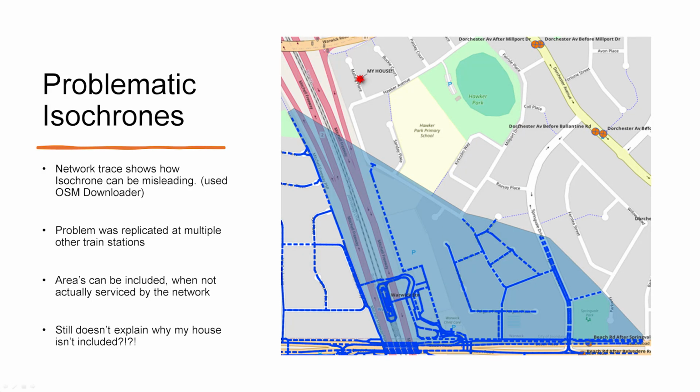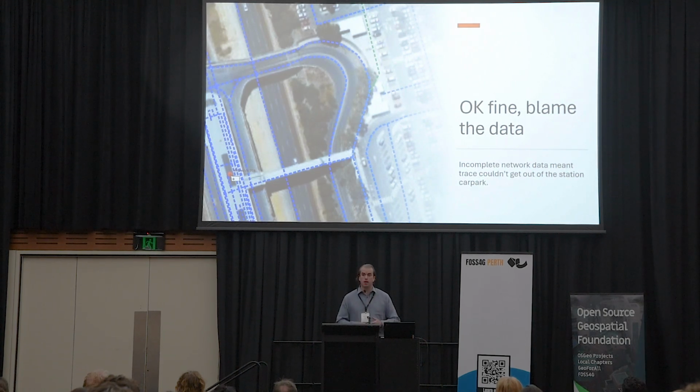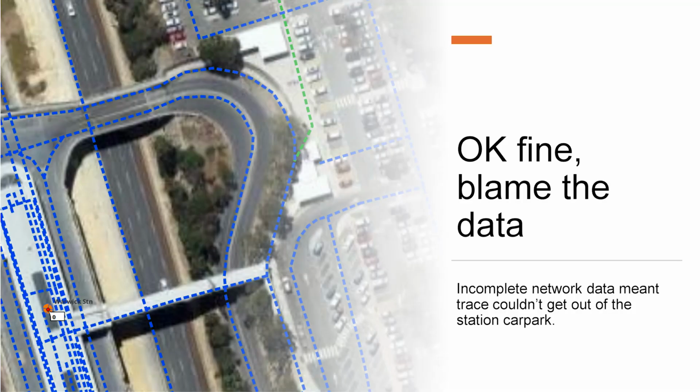So let's have a look. Isochrones have their own problem. I'm not going to go into that now, but in general, you can see the trace that I did, and the isochrone will service an area that isn't serviced by the trace. This still didn't solve my problem about why my house wasn't included. Okay, fine, let's blame the data, because that's what it was. Basically, the network trace just ran through the train station car park. It didn't even make it out of the car park. That's because the footpath wasn't captured in OpenStreetMap.